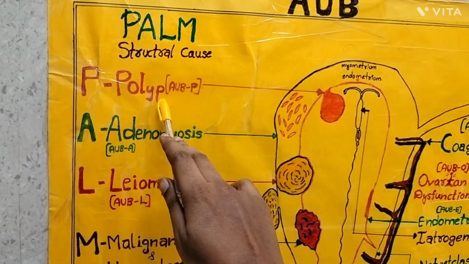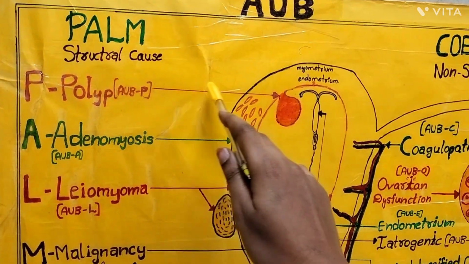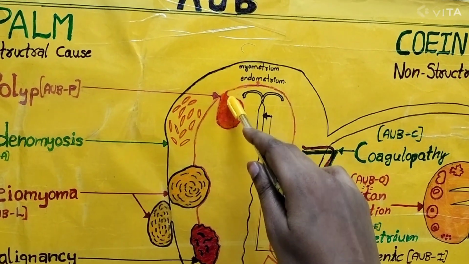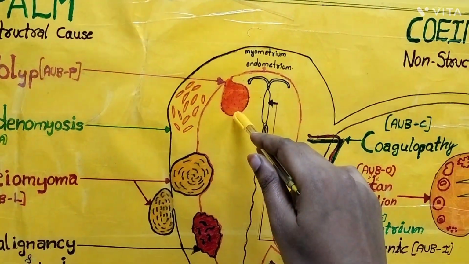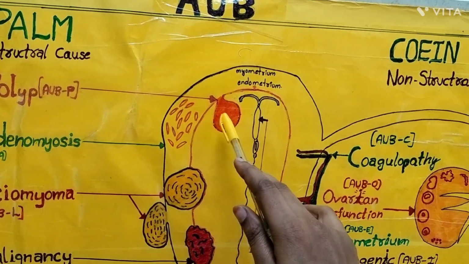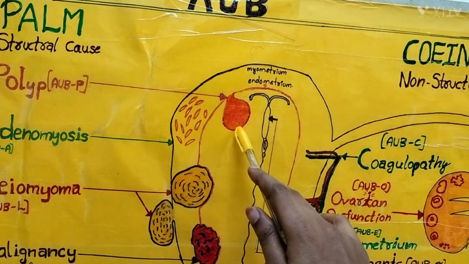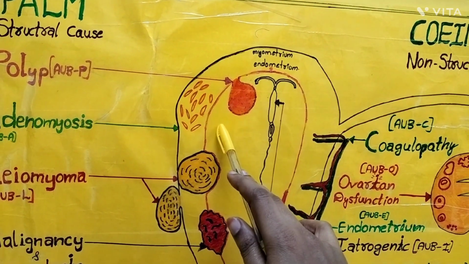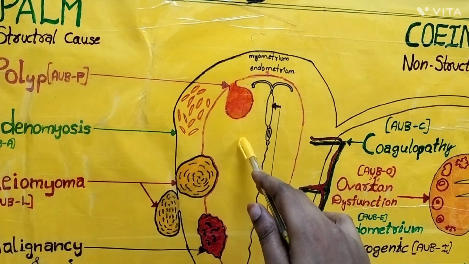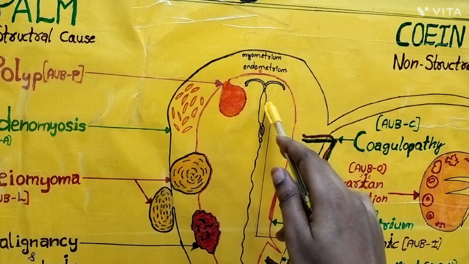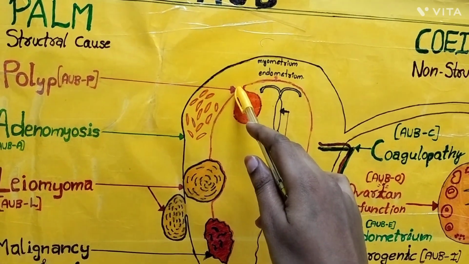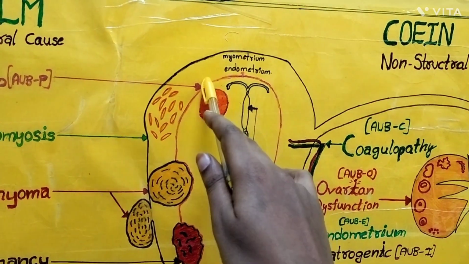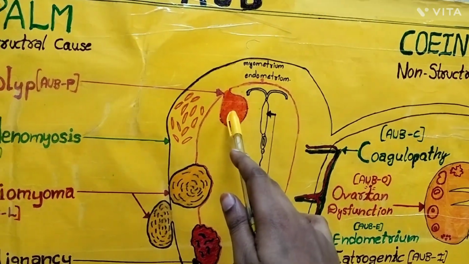P for polyp. A polyp is something that protrudes inside the uterine cavity and causes intermenstrual bleeding. If she has normal regular menstrual cycles, and in between those cycles she is bleeding, then we have to think about a polyp. So we should consider a polyp if she is having any intermenstrual bleeding.